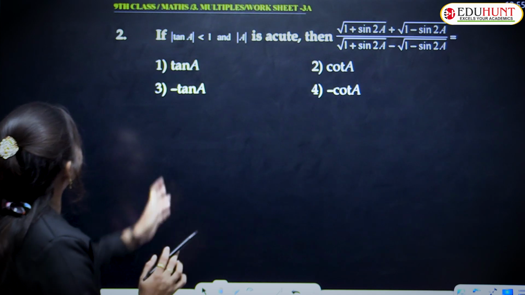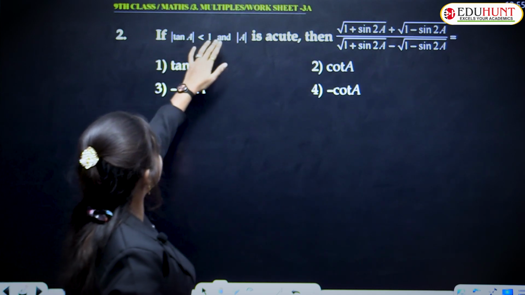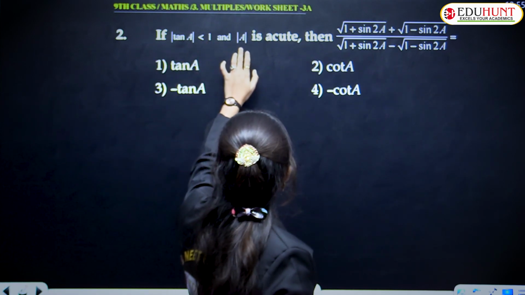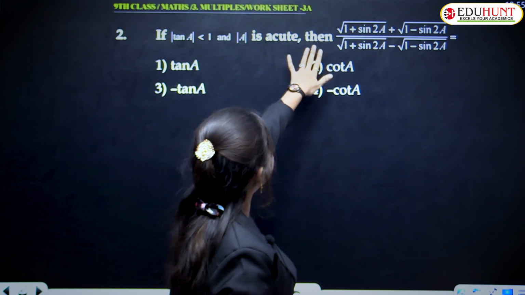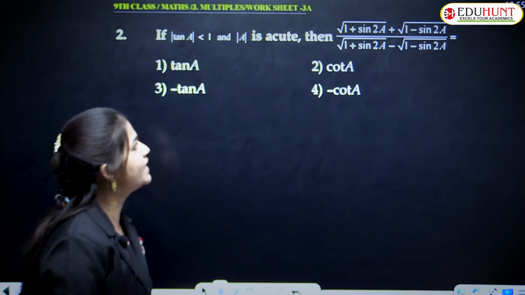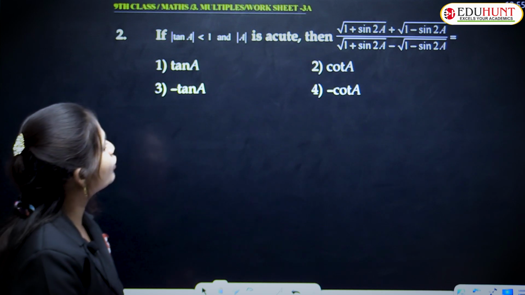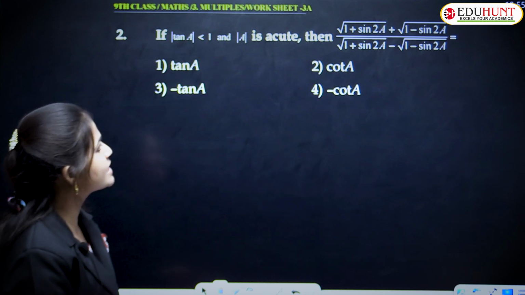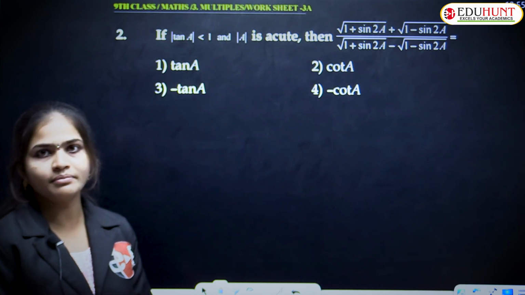If modulus of tan a is less than 1 and a is acute, then square root of 1 plus sin 2a plus square root of 1 minus sin 2a by square root of 1 plus sin 2a minus square root of 1 minus sin 2a.